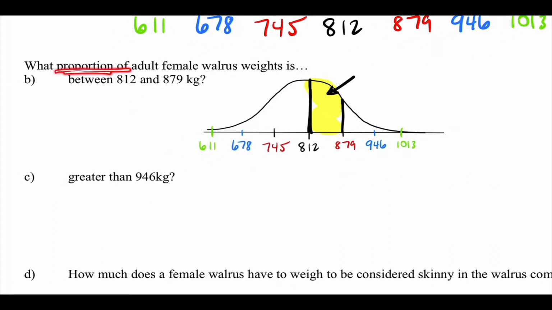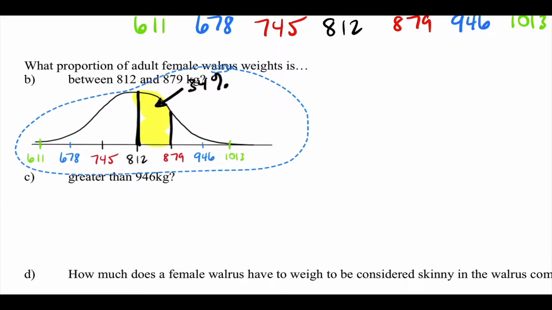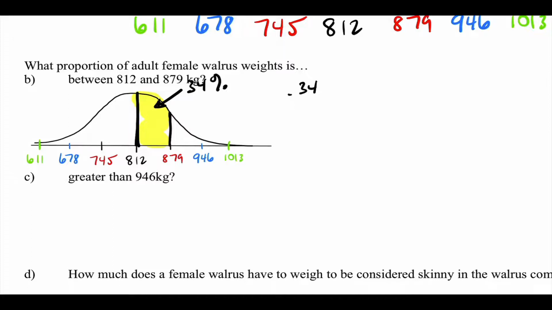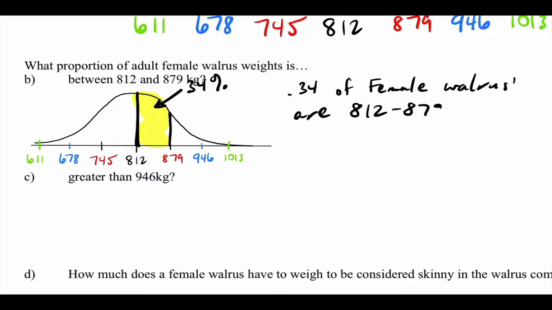So they use the word proportion. You see how they use the word proportion? Proportions we usually write as decimals. So they want 34% as a decimal. How do we write 34% as a decimal? 0.34. So we would say, let me move this a little bit to the left. 0.34 of female walruses weigh 812 to 879 kilograms.